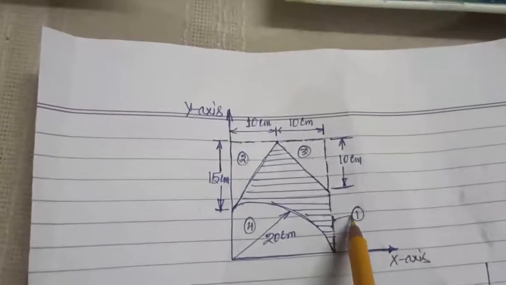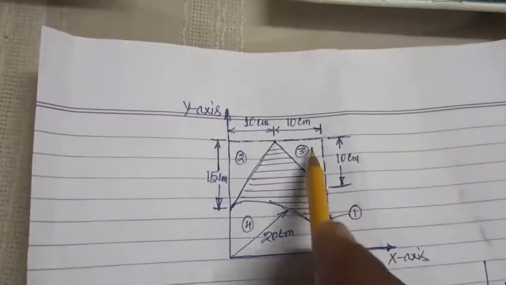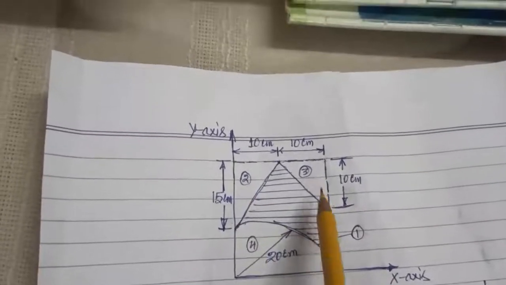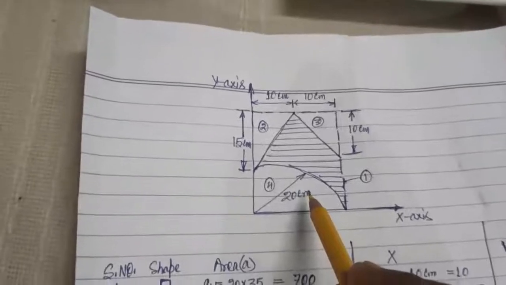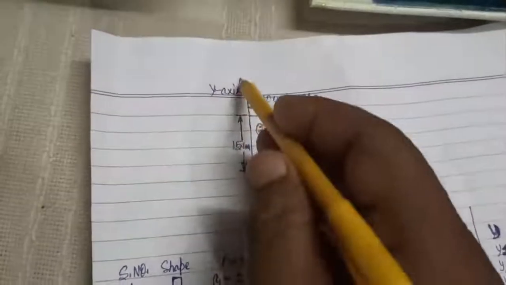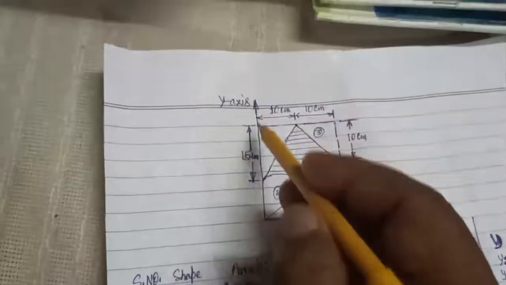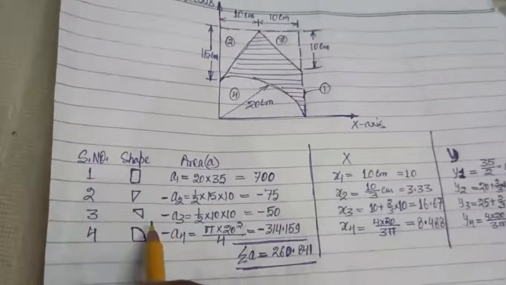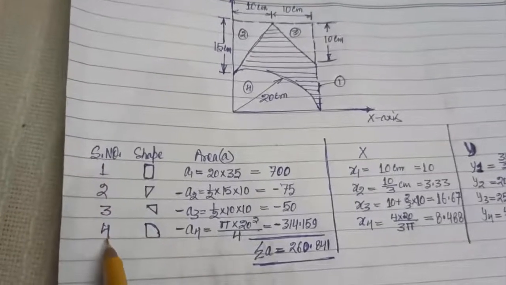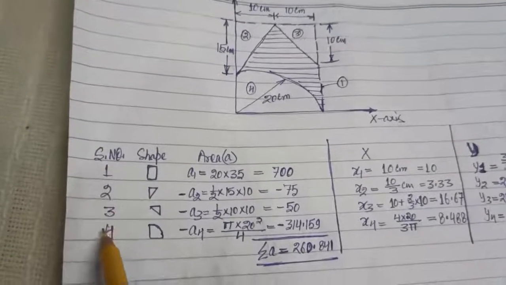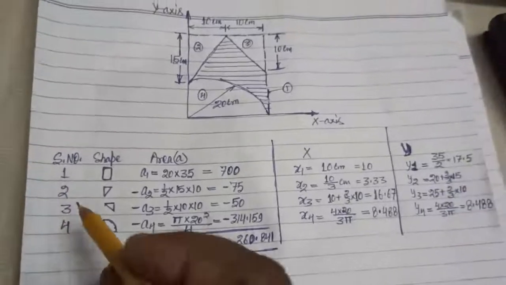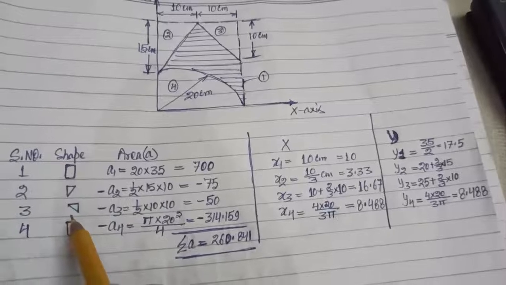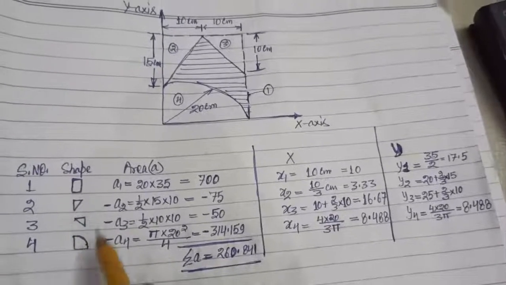So we have given number 1 to the rectangle. The whole rectangle is number 1. Number 2 is this triangle. Number 3 is this triangle. And number 4 is this quadrant. These reference lines are already given in this figure. Now we have to make the table for our calculations. Serial numbers 1, 2, 3, 4 are the numbering given to the shapes. Number 1 is for the rectangle, second is triangle, third is triangle, and fourth is quadrant.